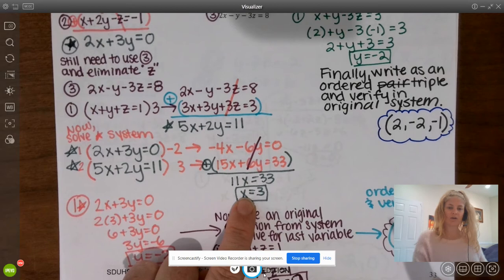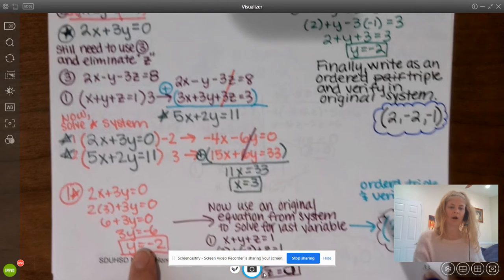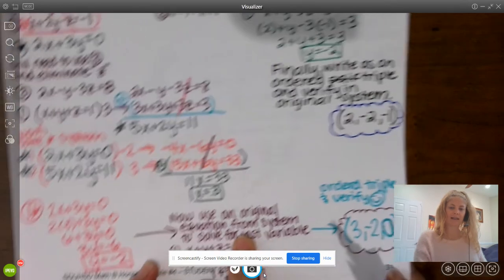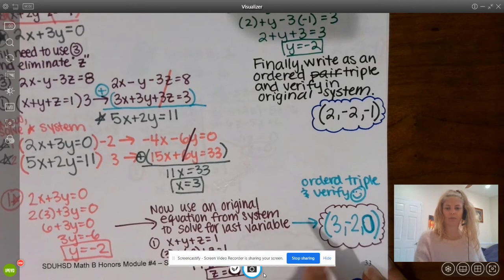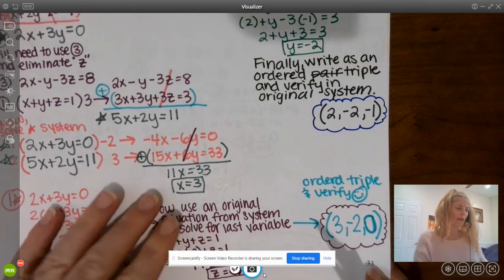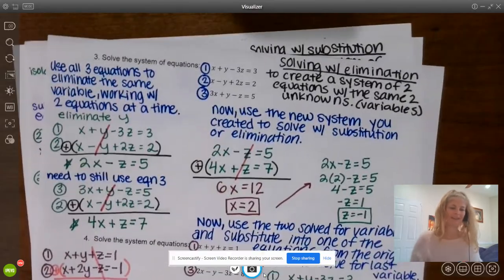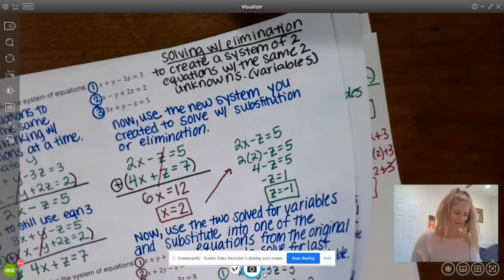And then once I solved for x and for y in my star system, I used an original equation to solve for the last variable I needed, z, and wrote my answer as an ordered triple, and of course you could verify. So I just want to give you that option since a lot of you really enjoy elimination to solve.